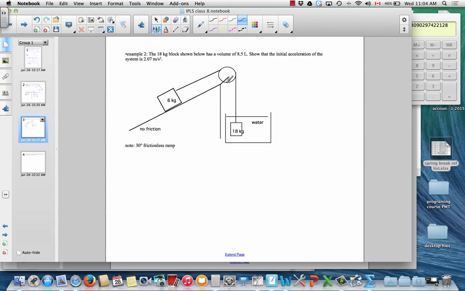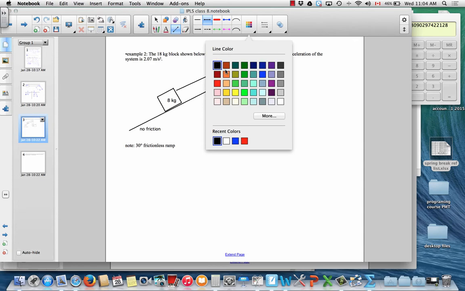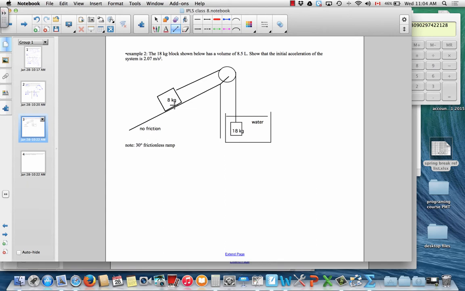Here's another flash from the past, a force analysis problem. It involves fluids a bit and buoyancy. So let's just talk about this sort of problem here. The forces that act on the 8 kilogram, well, the ramp exerts a normal force. The earth pulls straight down. There's going to be some cord tension, and we're told there's no friction, so that's it. On the 18 kilogram, the rope pulls up, the earth pulls down, and then the water pushes up with the force of buoyancy. So those are all the forces that act on the masses.